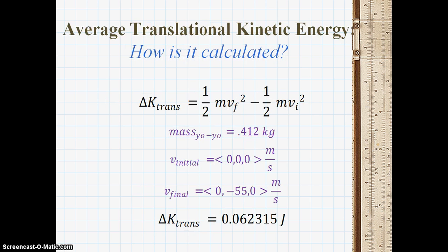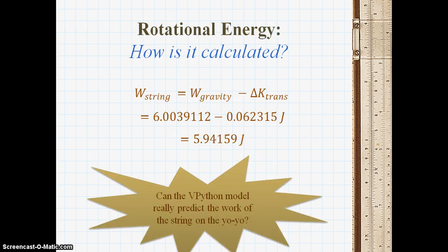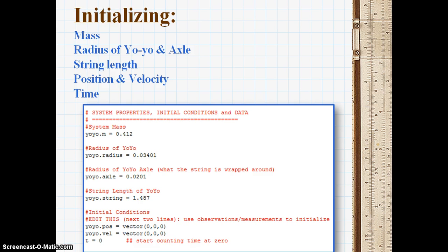Using the mass and the initial and final velocities of the yo-yo, the change in translational kinetic energy was found to be 0.0623 joules. The work done by gravity was found to be 5.3704 joules, using the mass, gravitational constant for Earth, and the distance the yo-yo fell during the tracked video. These values were subtracted from one another and produced a value of 5.941 joules for the work of the string on the yo-yo. Applying these principles to the VPython code, the initial conditions were set at the beginning.